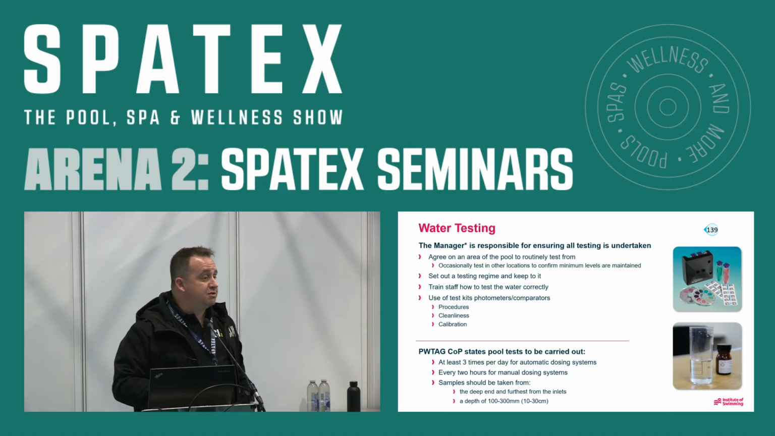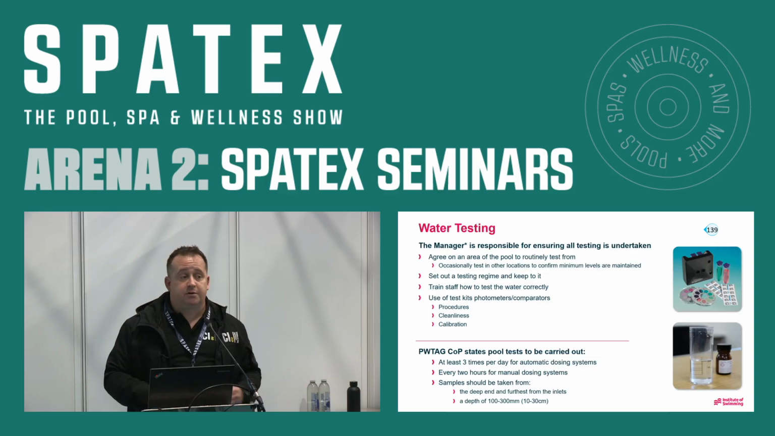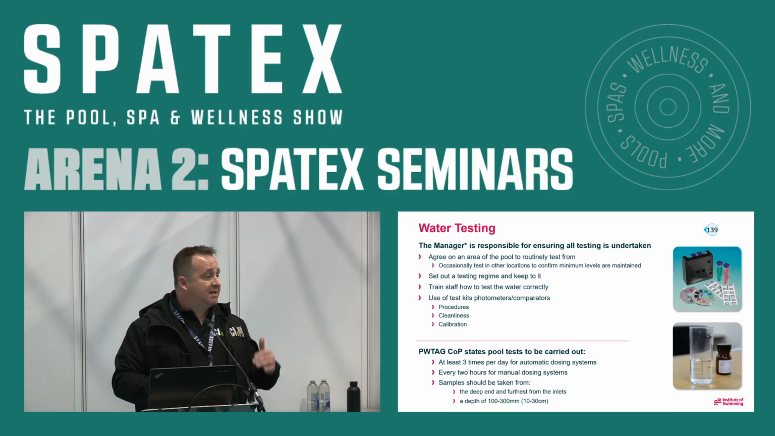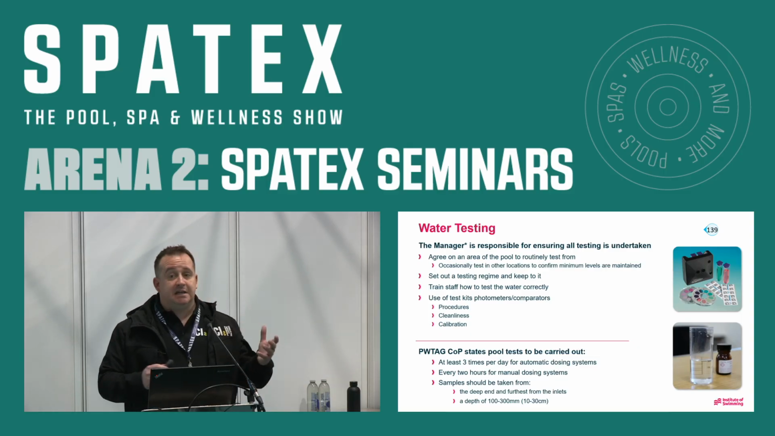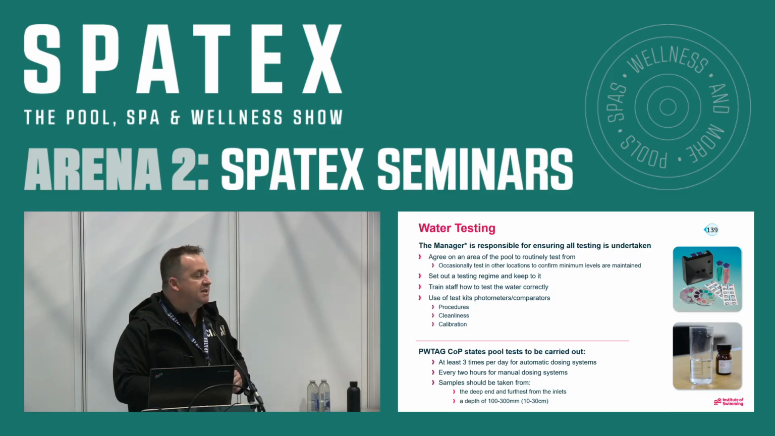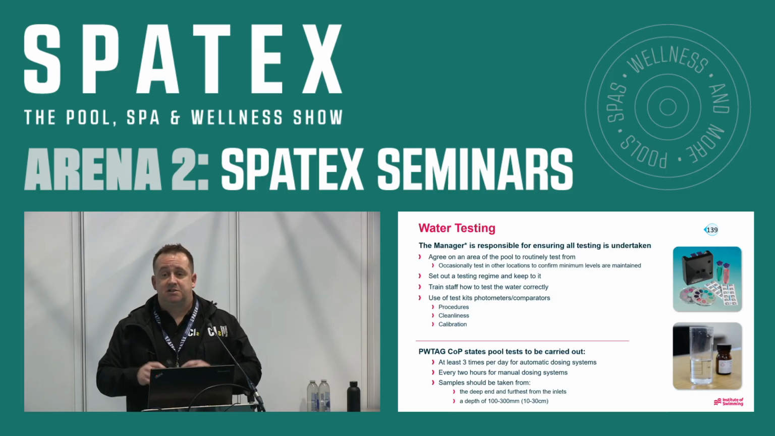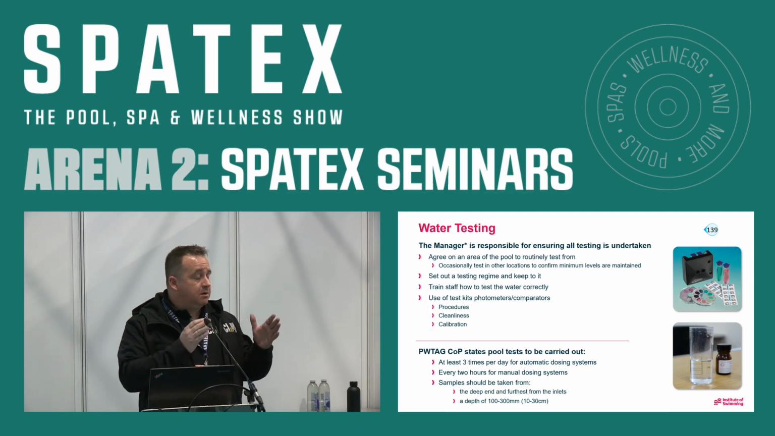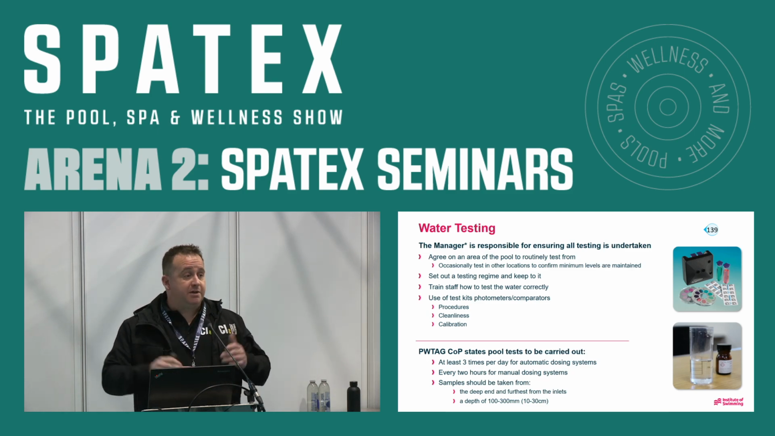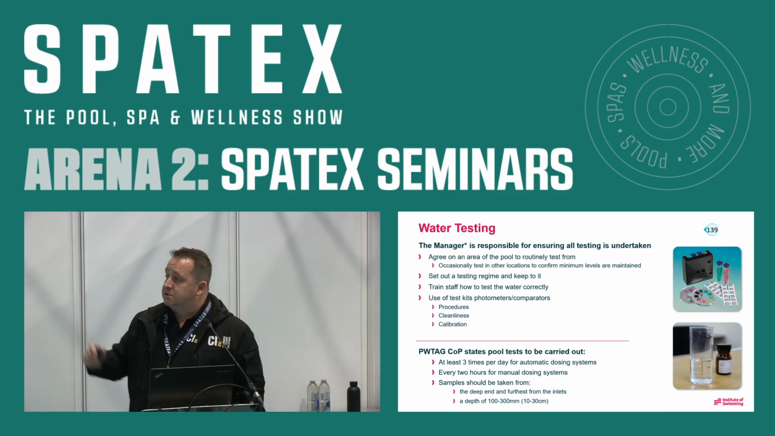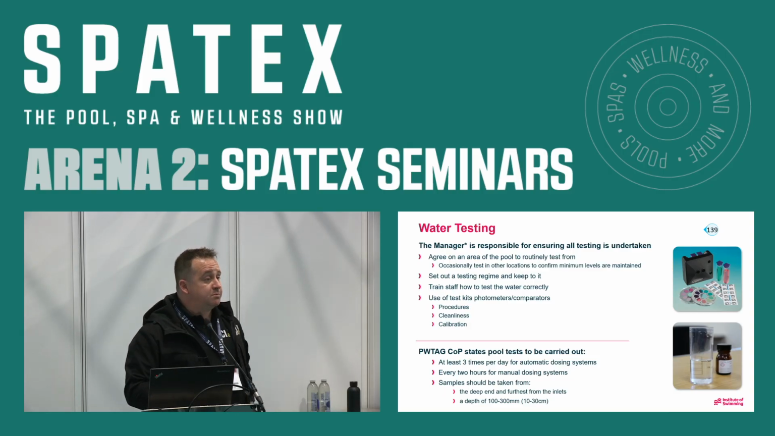If you're on a manual dosing system or your automatic dosing system fails for any reason, then you've got to drop down to a 2-hourly test, okay? This is mainly because the turnaround time for your swimming pool, on average for a commercial setup, is 2 to 3 hours. So this ensures you keep the chemicals in line before they go too far off. All right.